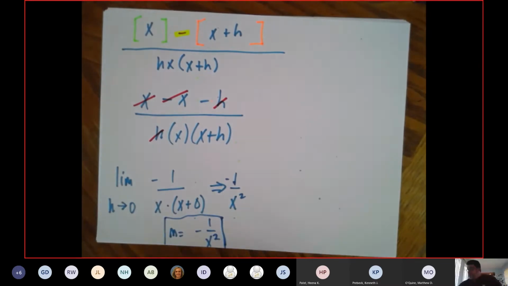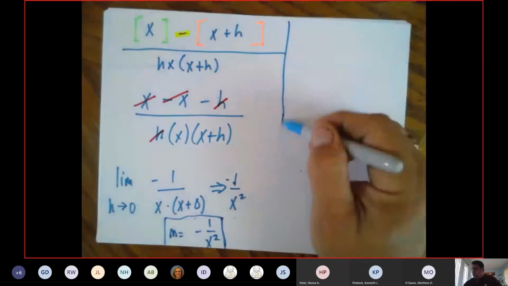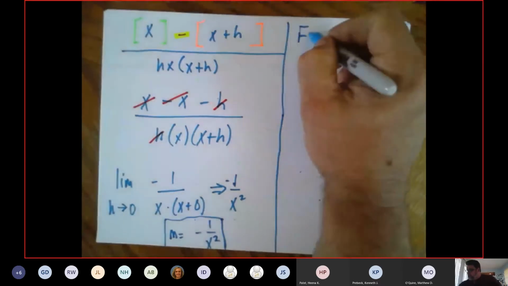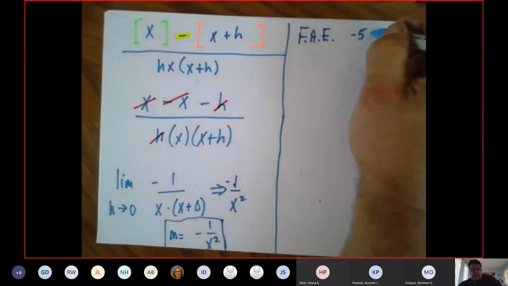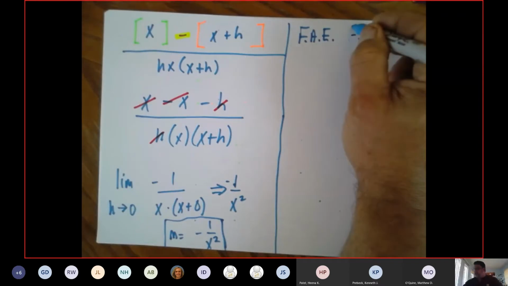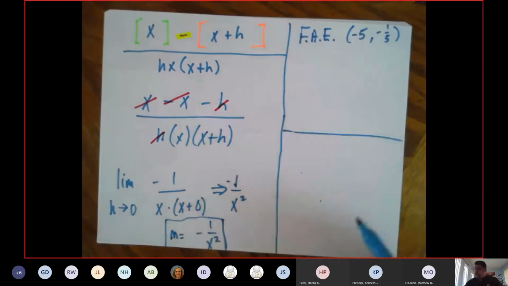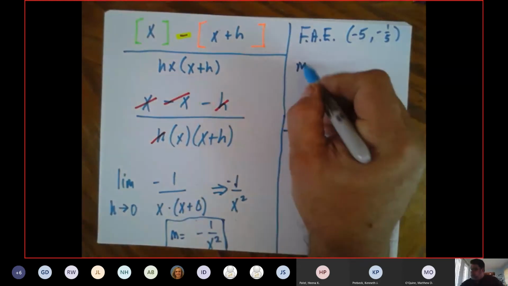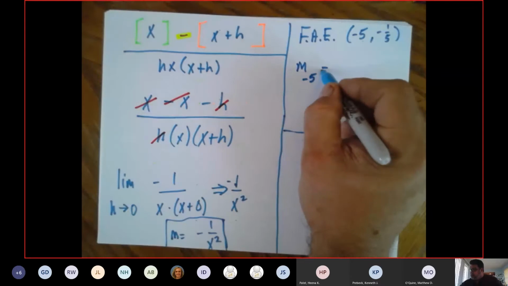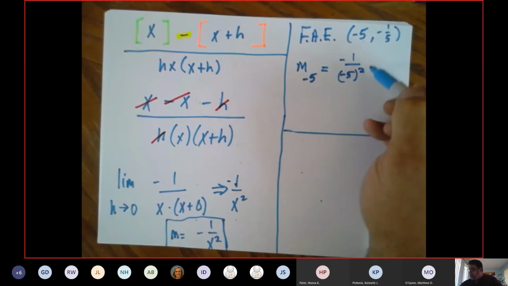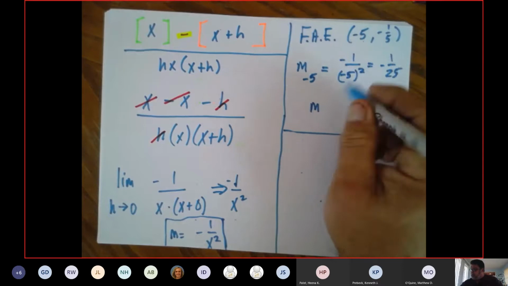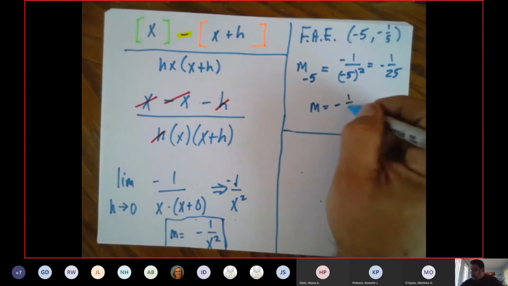Now, part B says find an equation of the tangent line at -5 and -1/5. Now watch carefully, because there's two parts to this. One, you've got to find your slope. Slope at x equals -5 is equal to -1 over (-5) quantity squared, which is -1 over 25. So at this point, m is equal to negative 1 over 25.